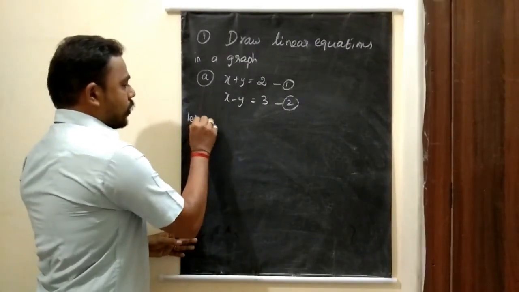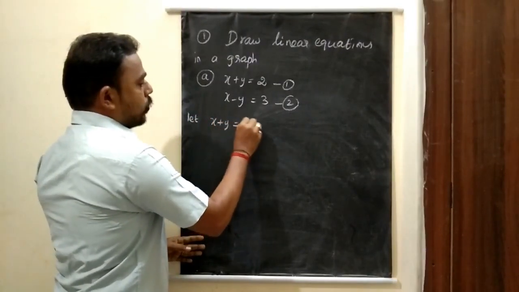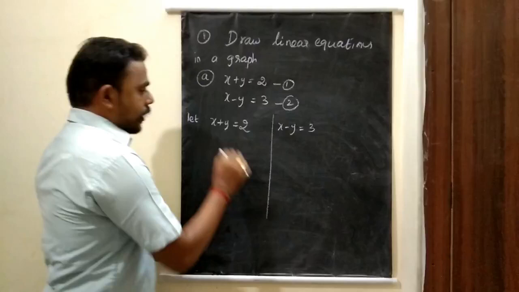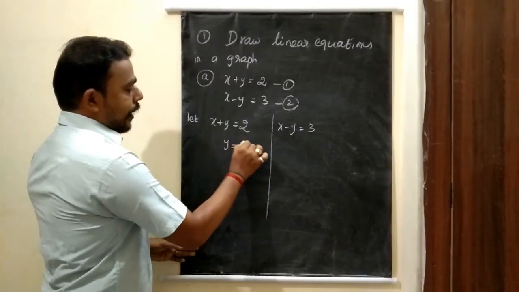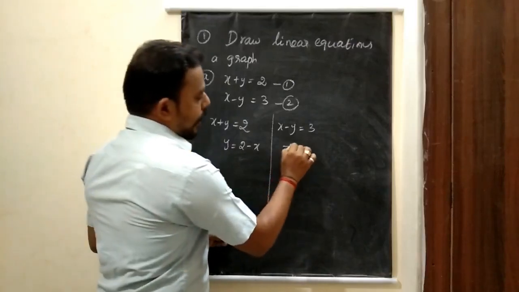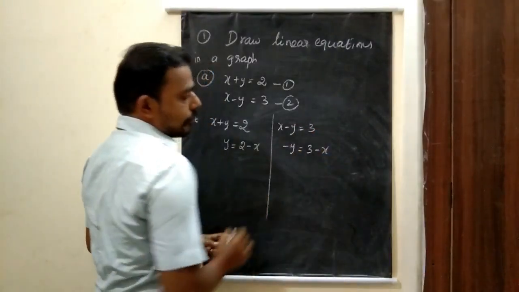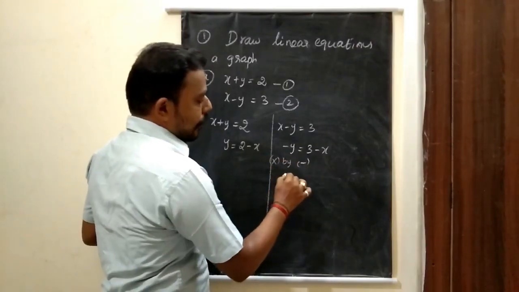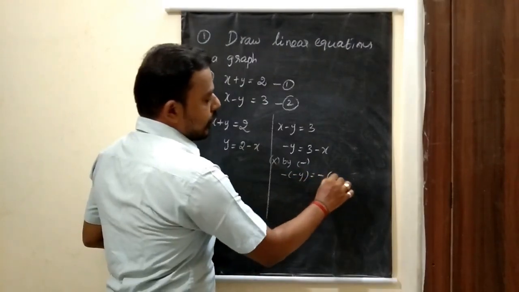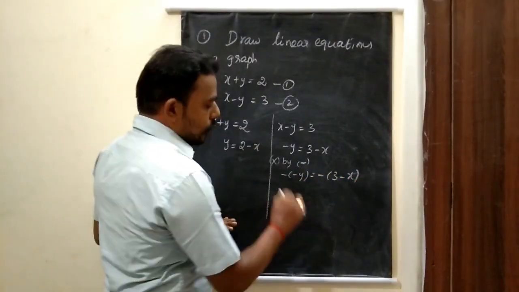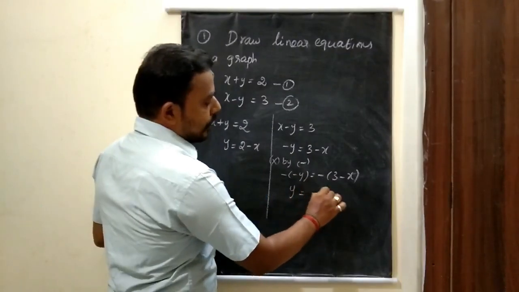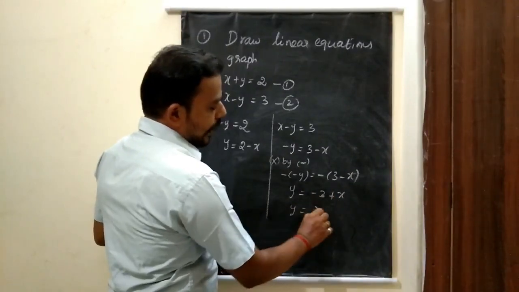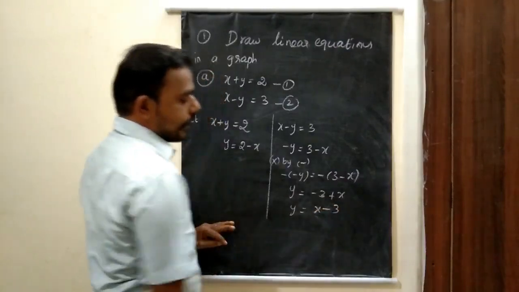So let the first equation be x plus y equal to 2 and the other one x minus y equal to 3. Here we need to find the solution. For that, y equal to 2 minus x, and here minus y equal to 3 minus x. We need to multiply by minus on both sides. What happened? Minus of minus y equal to minus of 3 minus x. Minus into minus is plus y. So y equal to minus 3 plus x, so I can write y equal to x minus 3.